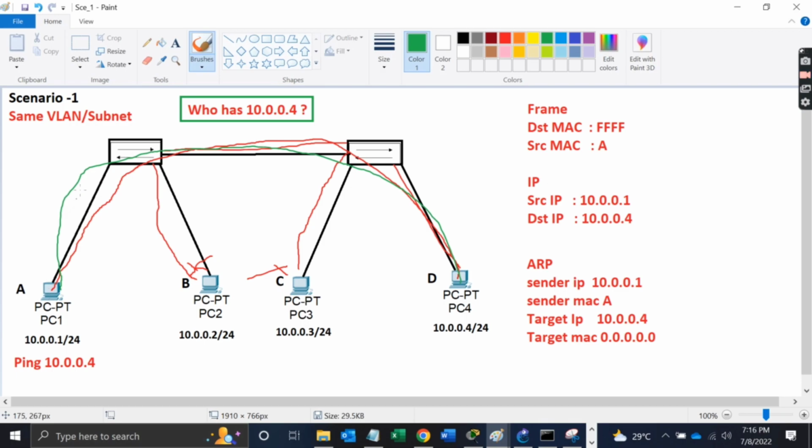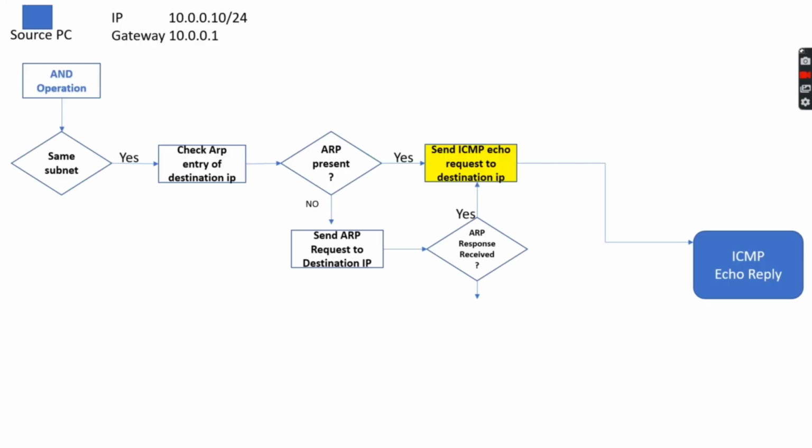See, ARP is not the complete thing. Once the ARP response is received at PC A, it is going to send the ICMP echo request. And now, to send the ICMP echo request, no more broadcast. It is going to be unicast to PC D. And afterwards, PC D will send the ICMP echo reply. Now, let's move on to another scenario.